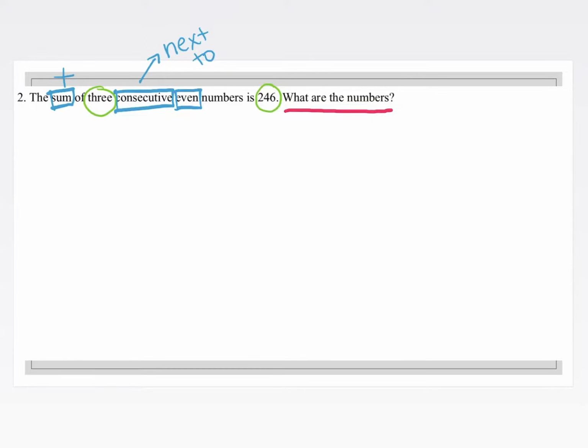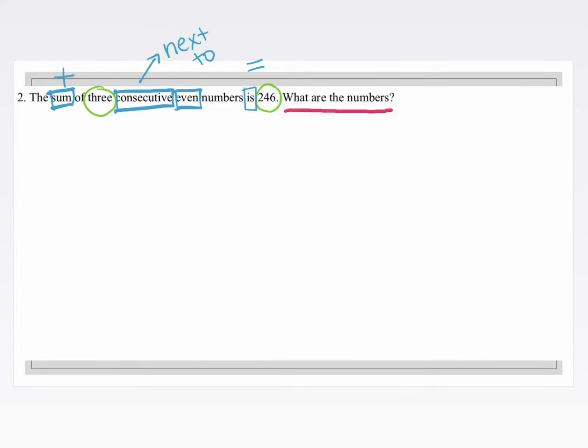Then we have the word is. So is another way to represent equal to. It's equivalent. Miss Reed is the best. Miss Reed equals the best. I'm sure you've heard it before.